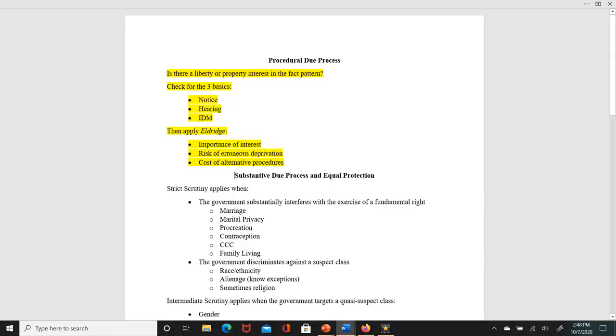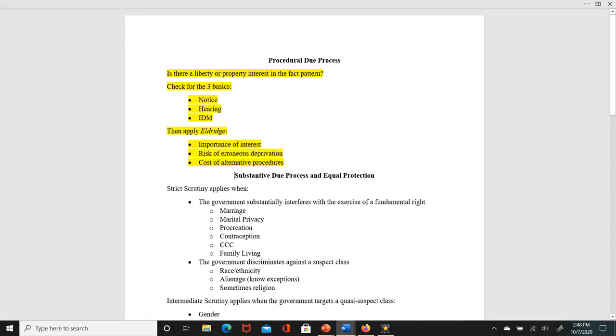So the first thing you've got to do when somebody says the government wasn't fair to me is ask, was there something concrete that the government did to you or took away from you? Once you've got past that, so you assume that there is a procedural due process claim to begin with, then you look for the three basics, which are notice, hearing, and impartial decision maker. IDM here stands for impartial decision maker.